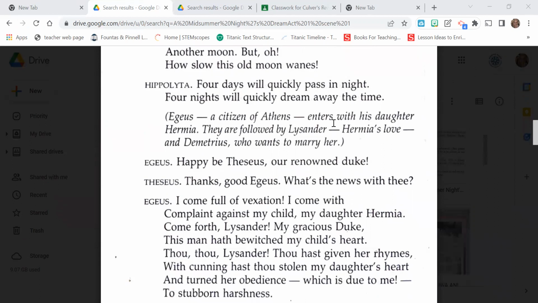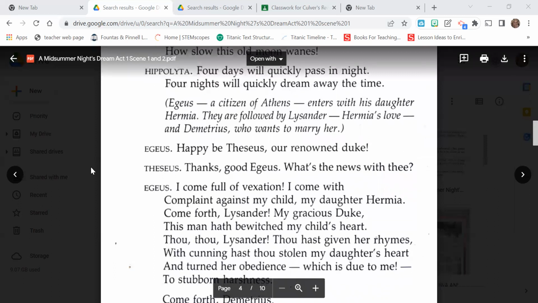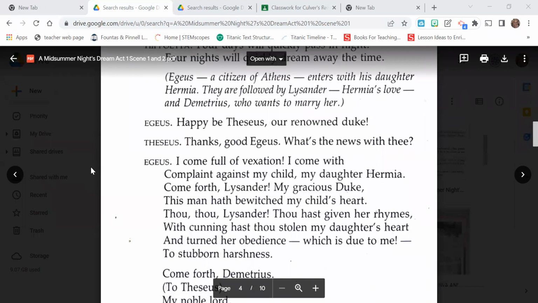So she's just saying, I'm excited, we're getting married. Aegeus, the citizens of Athens, enters with his daughter Hermia. They are followed by Lysander, Hermia's love, and Demetrius, who wants to marry her.